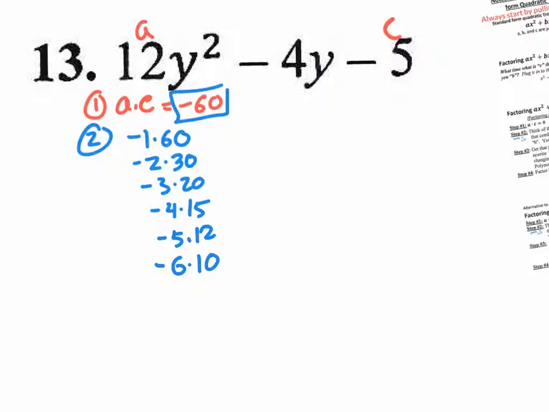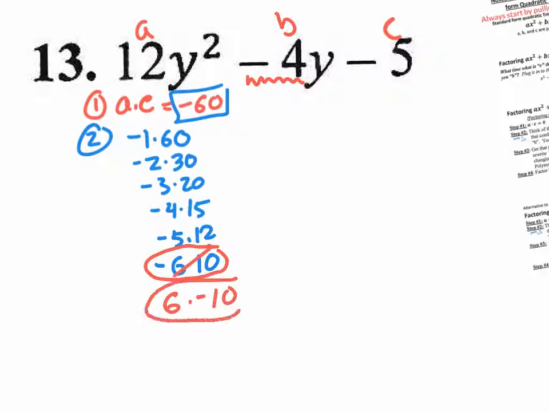Out of all those numbers, which combines together to give us the B value? Negative 6 and 10. Okay, negative 6 and 10. If I add that, what will it give me? It'll give me a positive 4. But I know I need a negative 4, so change the signs. So I'm going to rewrite it as a positive 6 times a negative 10. So this wasn't it. This is the correct pair of numbers that we want, changing the signs.